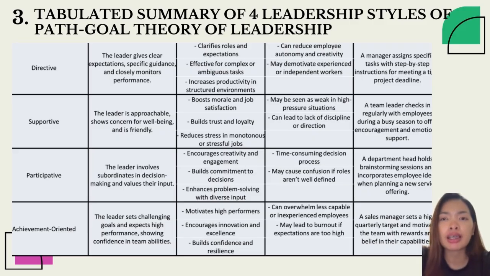Last, the leadership style is achievement-oriented. Pros: it motivates high performance, encourages innovation and excellence, and builds confidence and resilience. Cons: it can overwhelm less capable or inexperienced employees and may lead to burnout if expectations are too high.